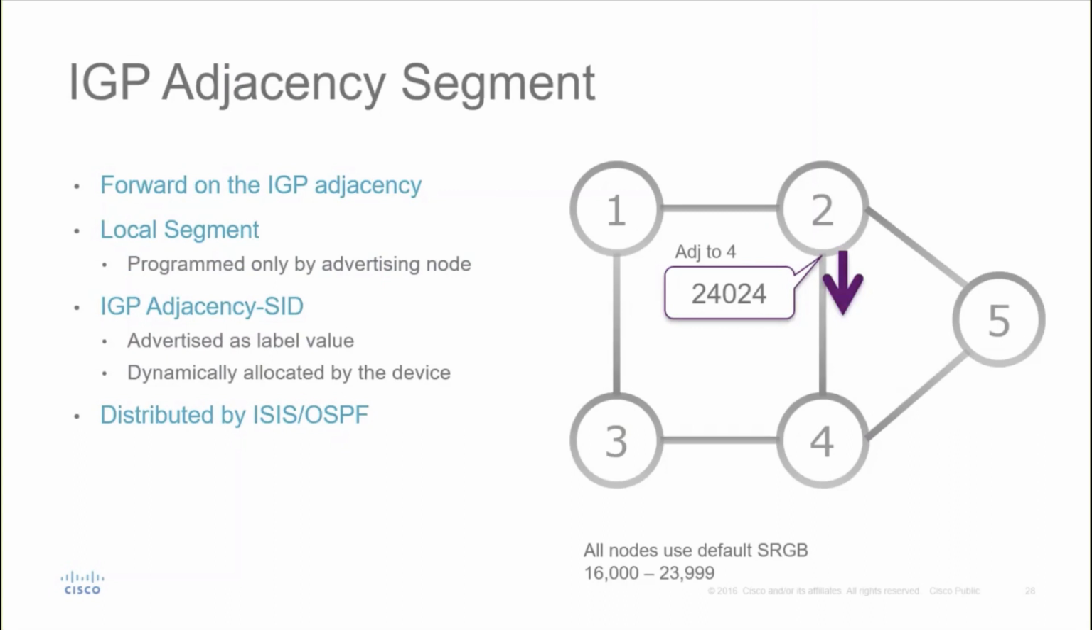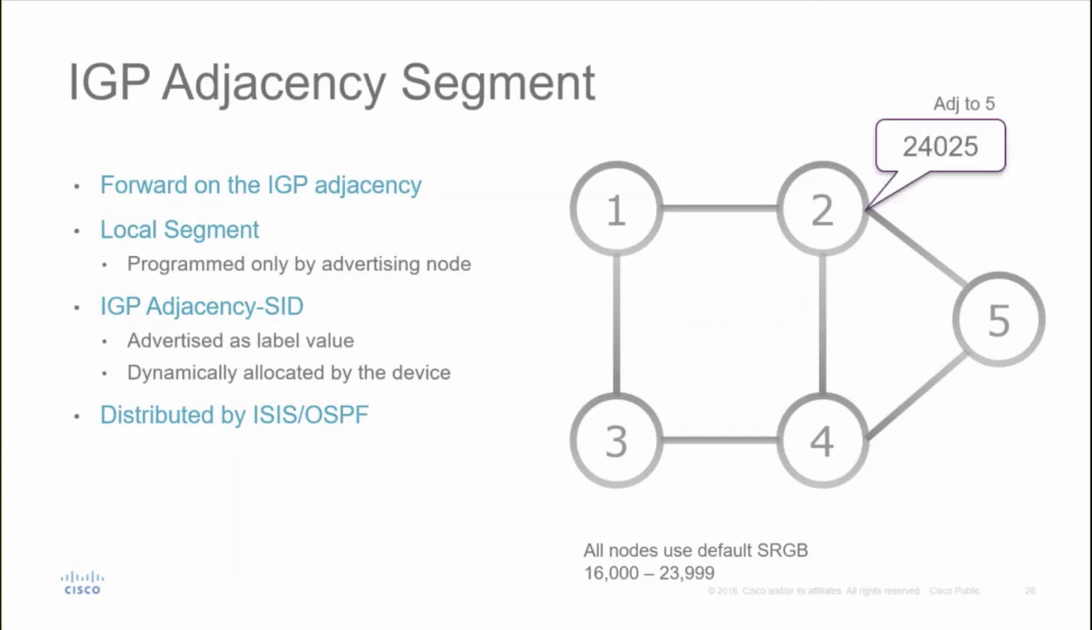If you expand the concept, if I have an adjacency between 2 and 5, I have another label that represents the adjacency to 5, and again, if I receive traffic with that label, I will pop it and send it to 5. I'm really pushing traffic on interfaces that otherwise you could imagine the IGP would not be able to use, because maybe the metric is too high.